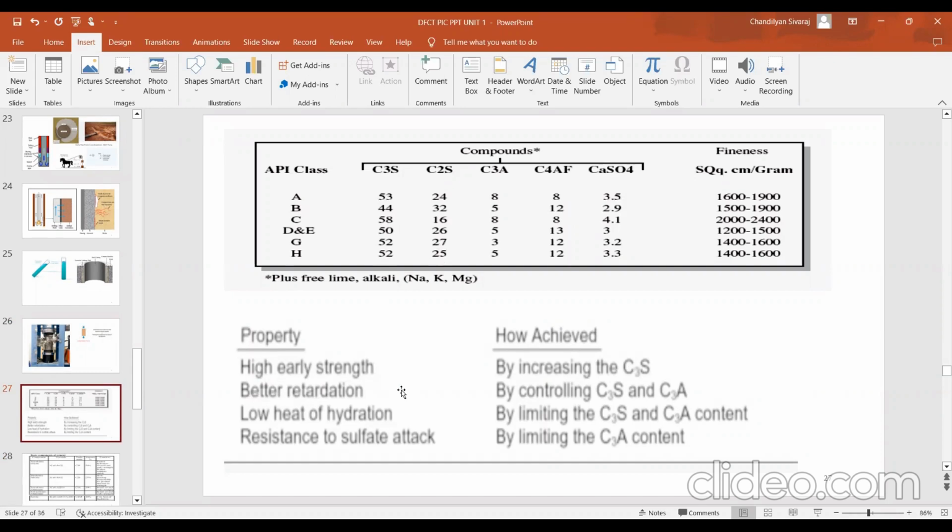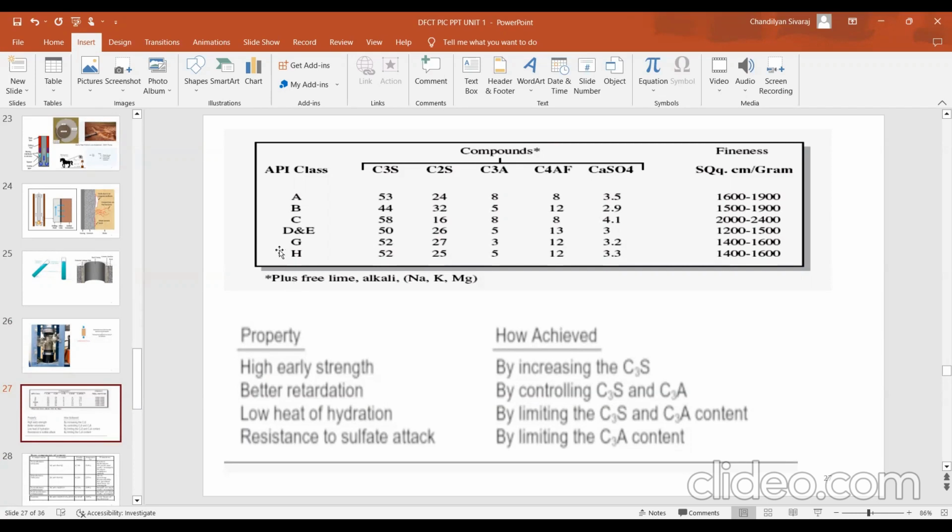Better retardation is by controlling the C3S. If you reduce the C3S, where is C3S? You see C. C is what is called high early strength in our notes. C is high early strength. If you look at all the C3S, this shows the value 58. So if you increase the tricalcium silicate, then the American Petroleum C class will be fine. If you add this more, then it's called class C cement. If you bring that to least, it's called class B cement.